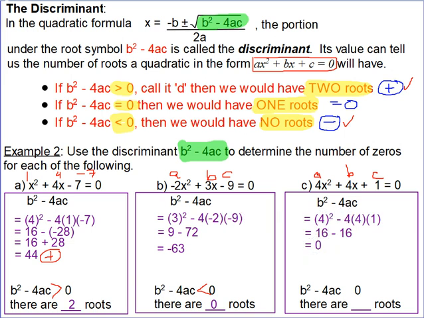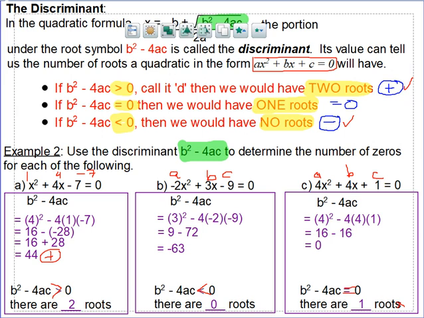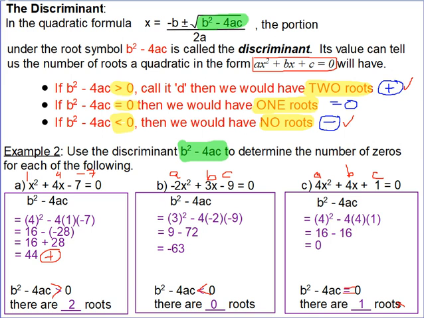It equals 0. So because the discriminant is equal to 0, we can say that there is just one root. Singular, not plural. There is one root. Okay, this isn't English, but I think you get the idea. And that's pretty much it. That's the whole lesson right there. There's either going to be 2 roots, 0 roots, or 1 root.